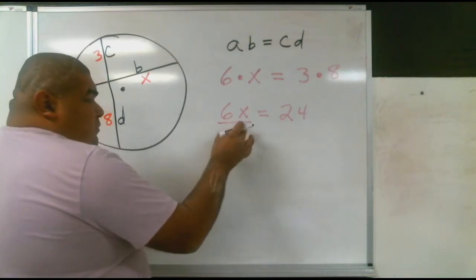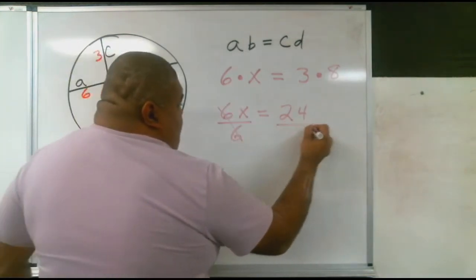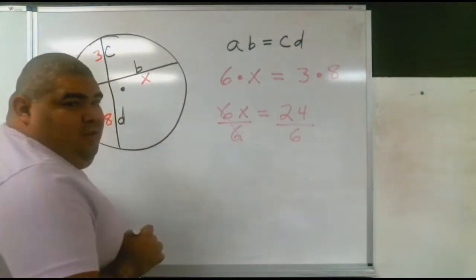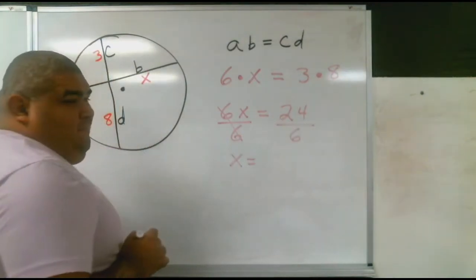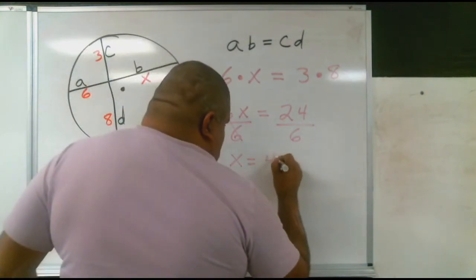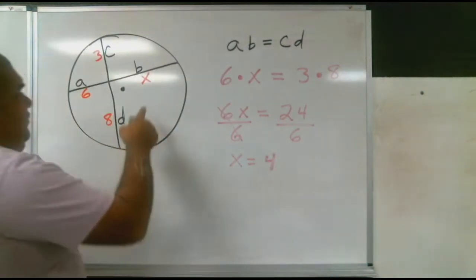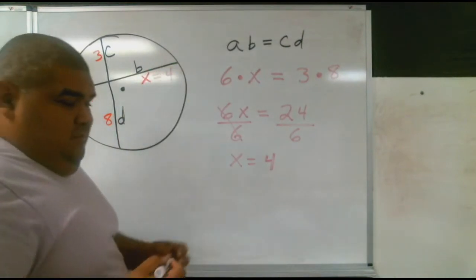Okay, in order to solve for X, remember, we have to do the opposite of what's happening. In this case, it's being multiplied. So the opposite would be division. Remember, whatever you do to one side, you have to do to the other. So X equals 6 going into 24 4 times. So X equals 4. So that means that X here equals 4.